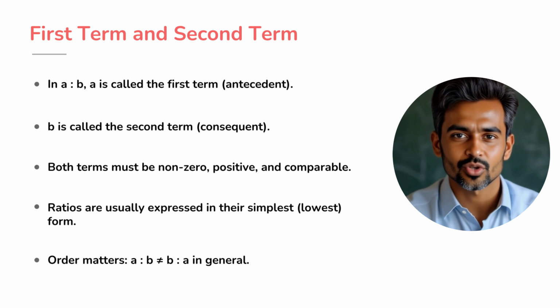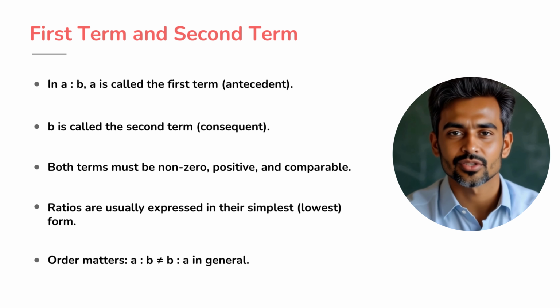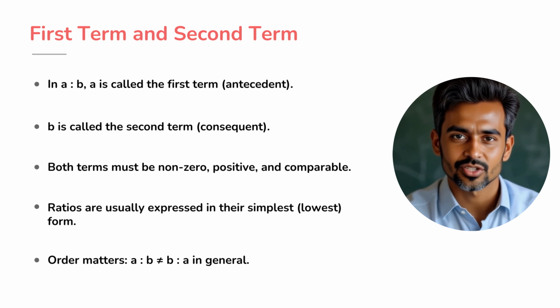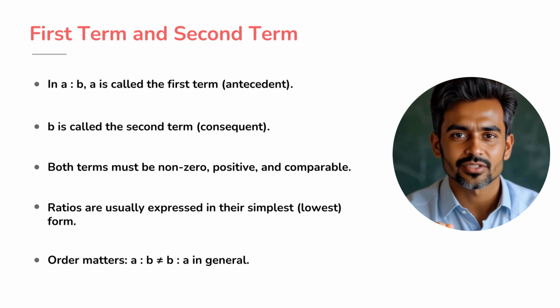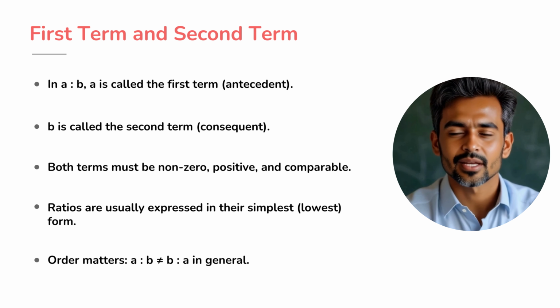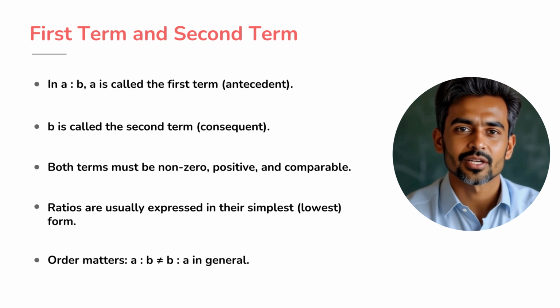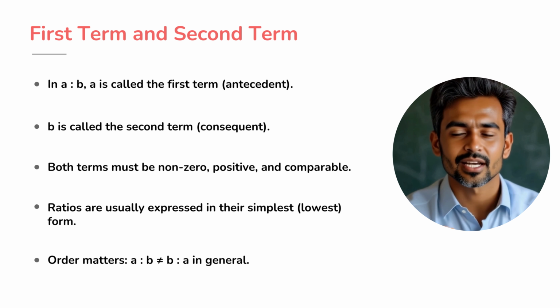In a ratio, A colon B, the first number A is called the first term or the antecedent. The second number B is called the second term or the consequent. Now here's a warning. Order matters. 10 colon 15 is not the same as 15 colon 10. Imagine 10 chocolates compared to 15 pencils. They don't even make sense. So both terms must be of the same kind and the same units.